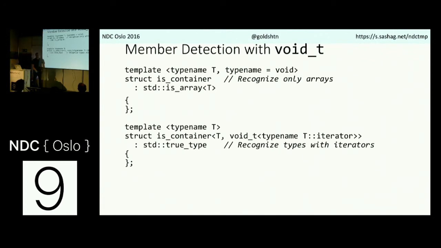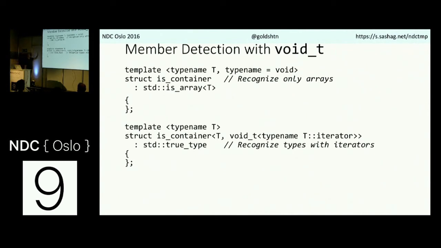So here's how we use it for is_container in our example. Up top, there's the first version, the more general version of the is_container template, and it has two template type parameters, T and another one, which is unnamed. I don't care what it is called. And it has a default type parameter value, which is void. So this one is the more generic template. It's not a specialization. And this one is defined to inherit from std::is_array of T.